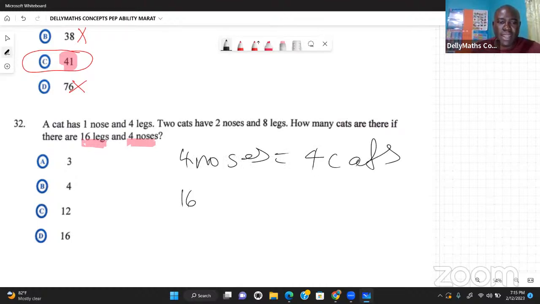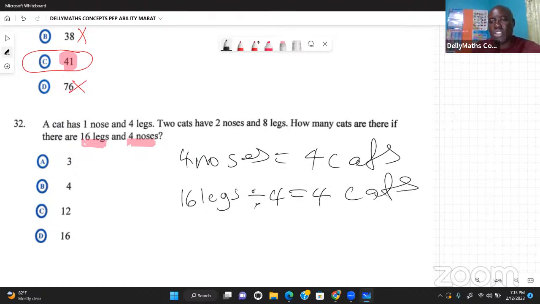Also, you could focus on the legs. A cat is supposed to have 4 legs. If I have 16 legs, I divide by 4, I get 4 cats. So which one of the clues you want to use, it's fine. How many cats are there? 4. So you just pick one thing and do what you have to do, right? Look at the clues, take your time, and make sure.